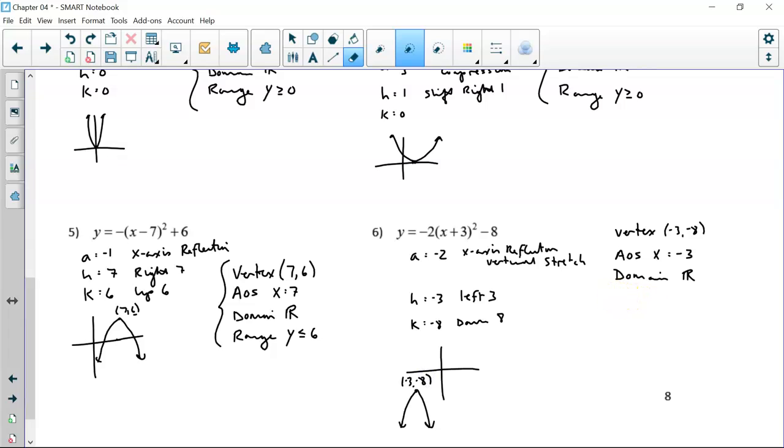So the range, all of our values for y are less than or equal to -8. They start at the -8 and they go down. And we knew that just from knowing our values for A, H, and K.